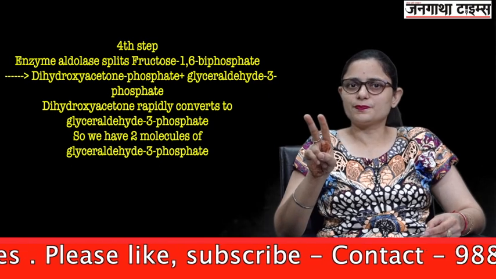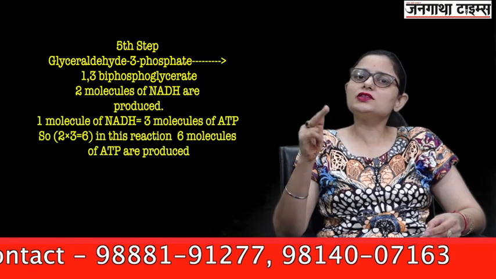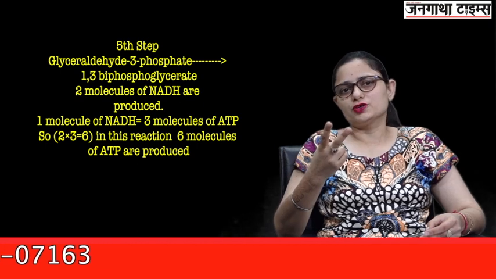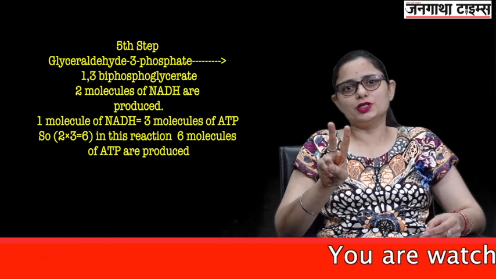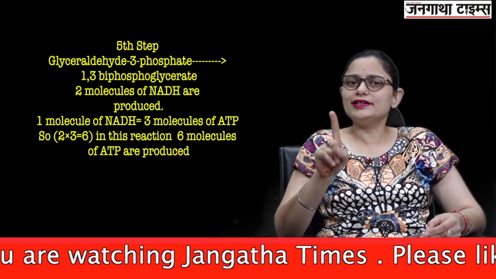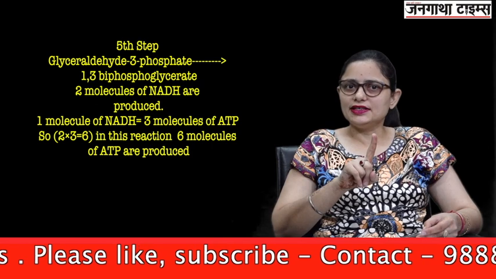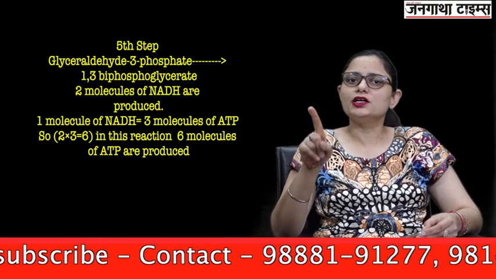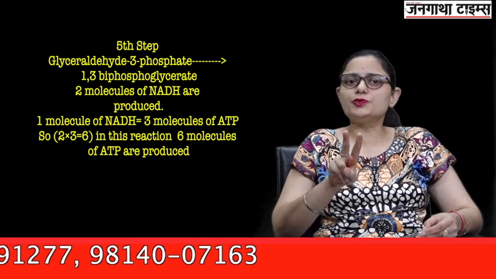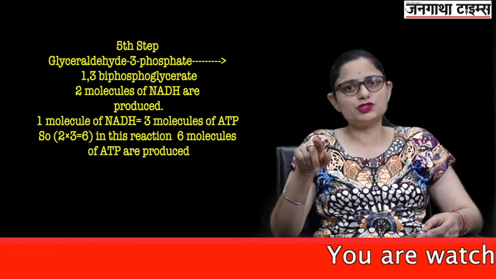glyceraldehyde 3-phosphate. Now this glyceraldehyde 3-phosphate gets converted to 1,3-biphosphoglycerate and during this reaction NADH molecules are being produced. 2 NADH will be produced. Now one NADH molecule, when it enters the ETC chain, it produces 3 ATP molecules. So 2 NADH will produce 6 ATP molecules. So in this step, 6 ATP molecules are being produced.